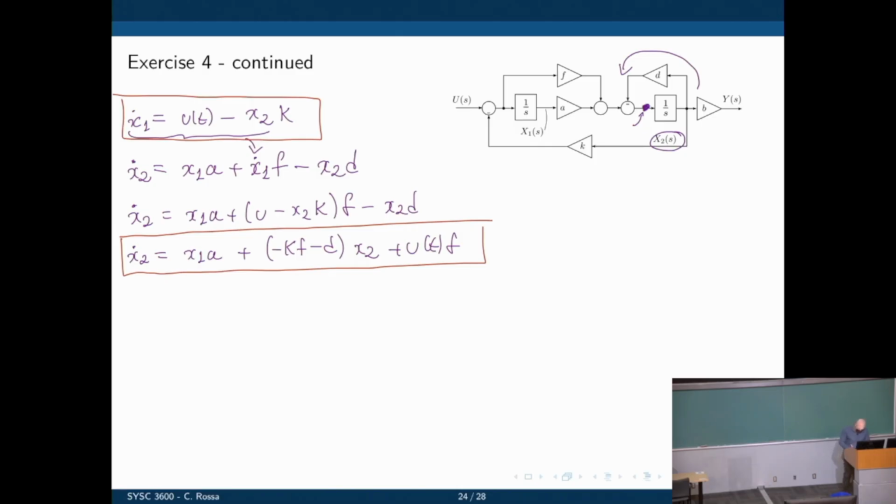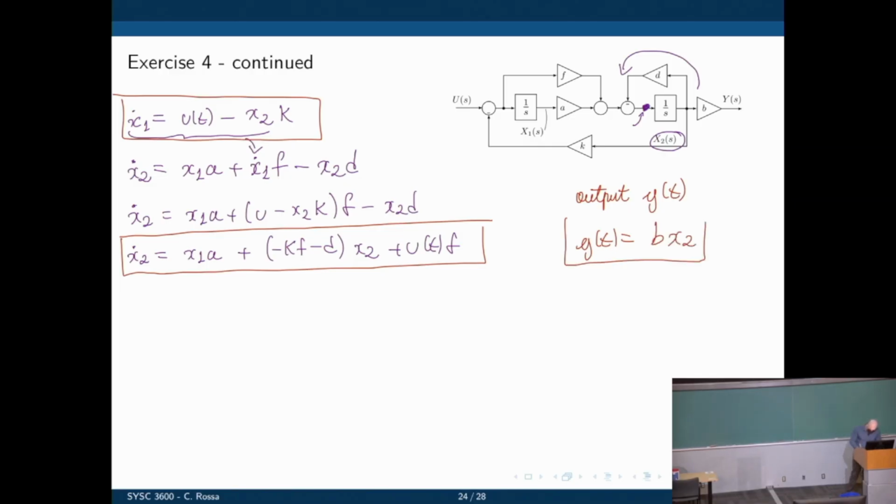What is the output equation? The output is y of t, and y of t is simply a function of other states. What can you write for y of t? Any ideas? What would be a good candidate function for y of t? b x2, very good. b times x2. And here we have the output equation.